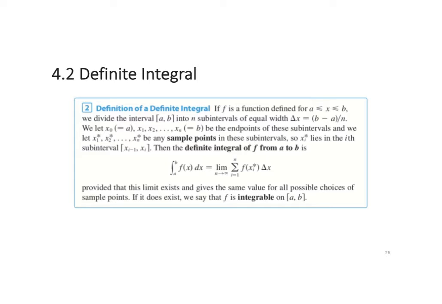In other words, the approximation of your choice, which is represented by this sum, if we take infinitely many rectangles, that gives us the exact area under the curve. And the area under the curve, we're calling that the definite integral of the function from a to b. So if this limit exists, we say that the function is integrable on ab.